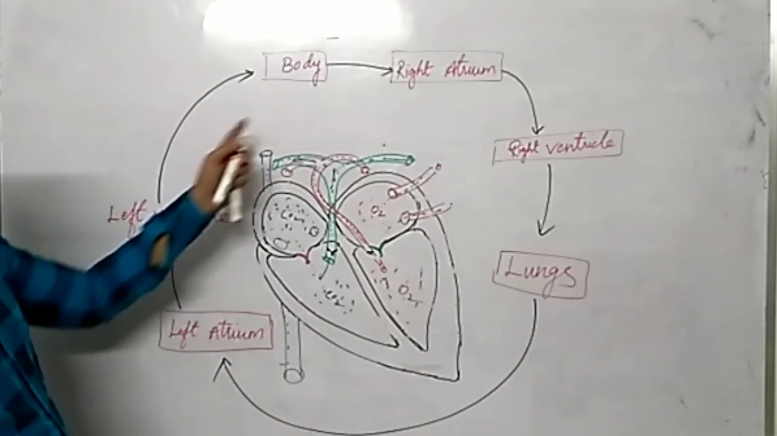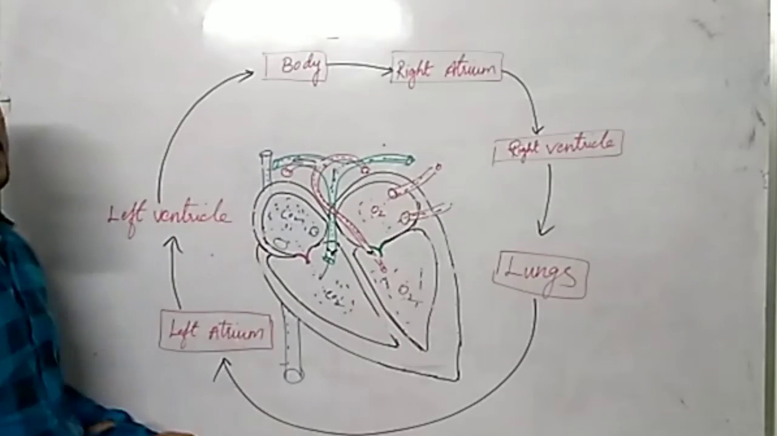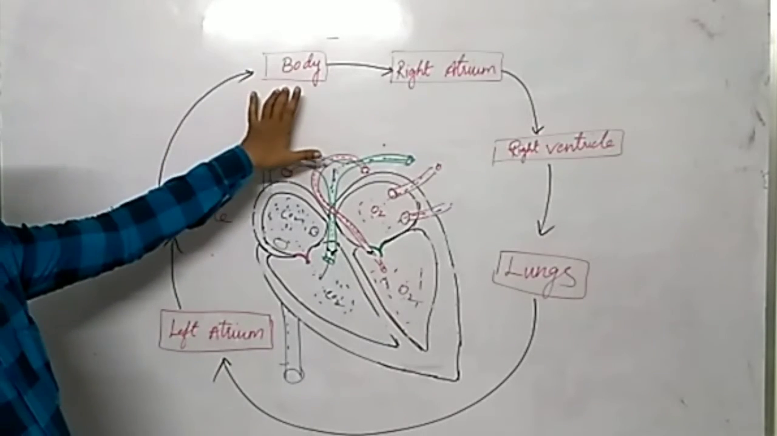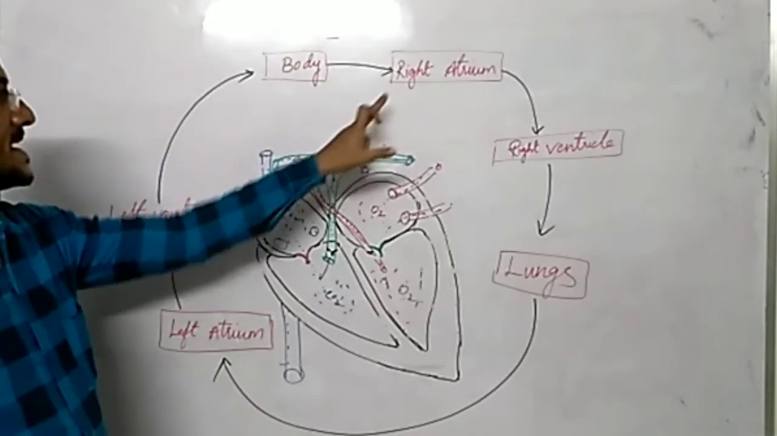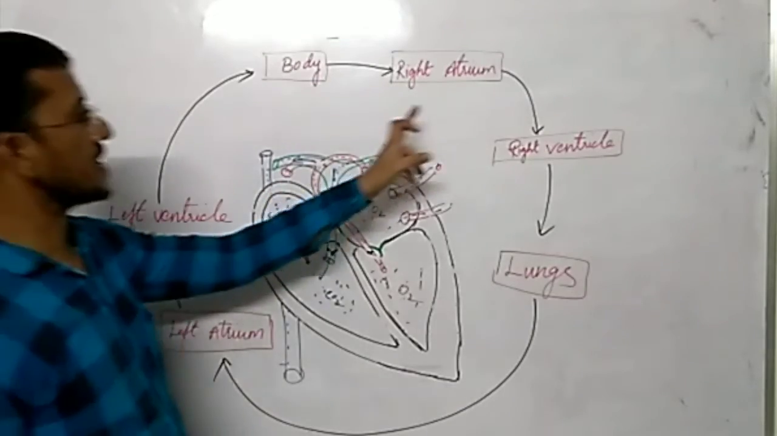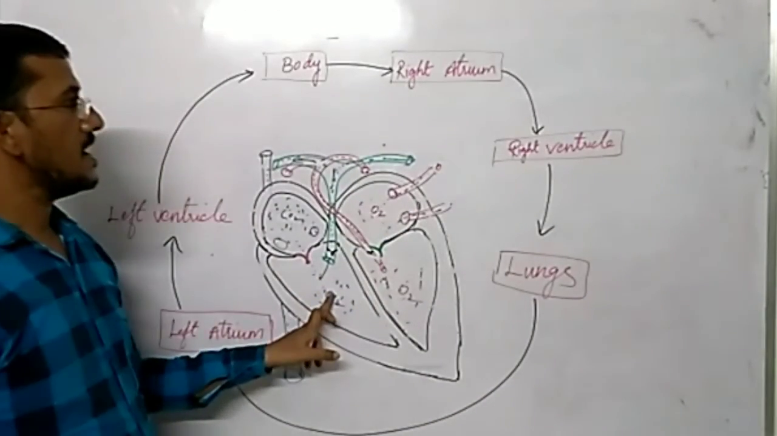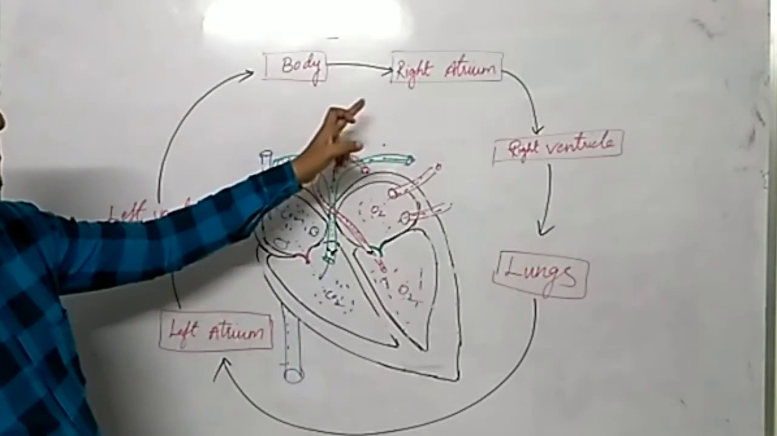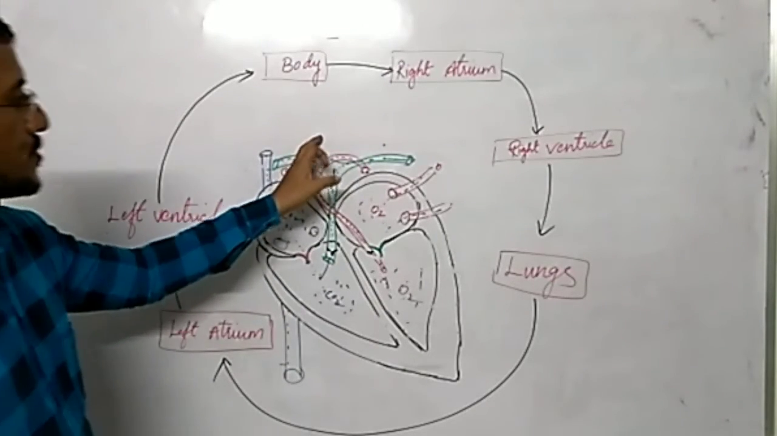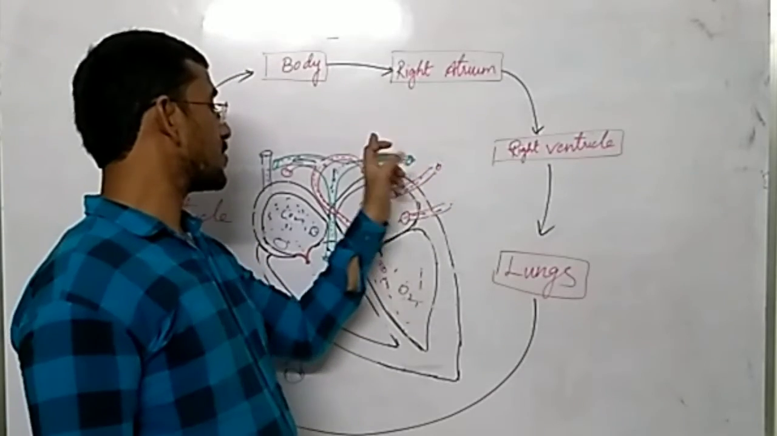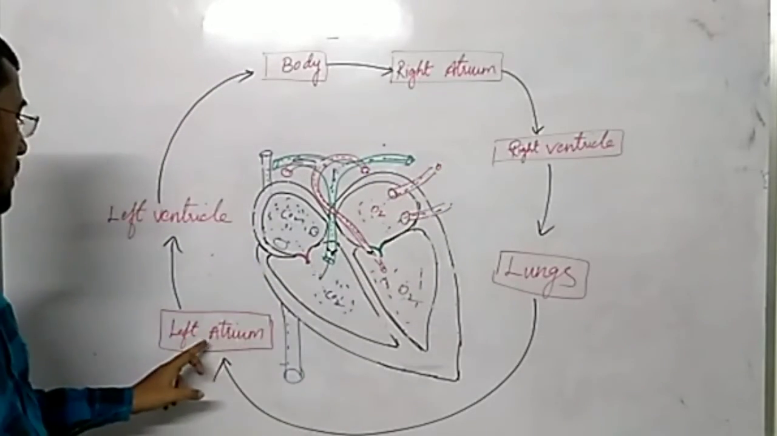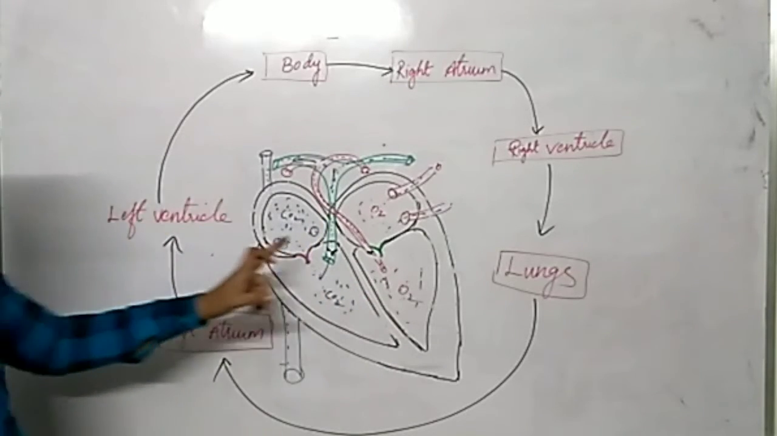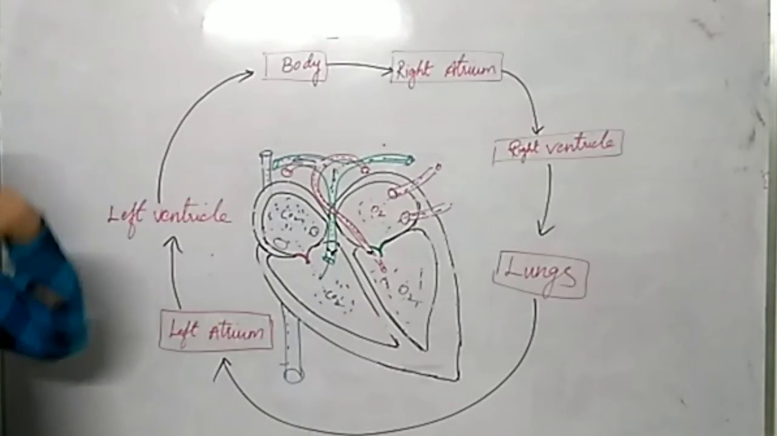So this is circulatory system. So from the body, deoxygenated blood will go to right atrium. From right atrium, again it moves into the right ventricle. From right ventricle it goes to lungs. From lungs, pure blood is purified. From there pure blood will enter into left atrium. From left atrium, blood will move to left ventricle. From left ventricle it goes to body.